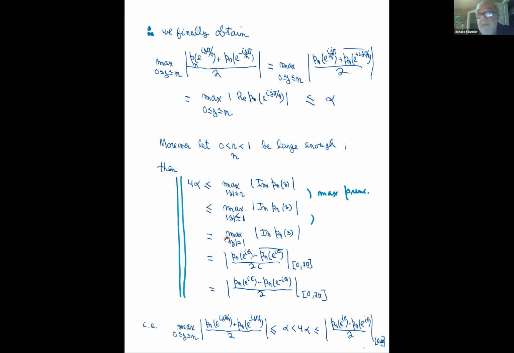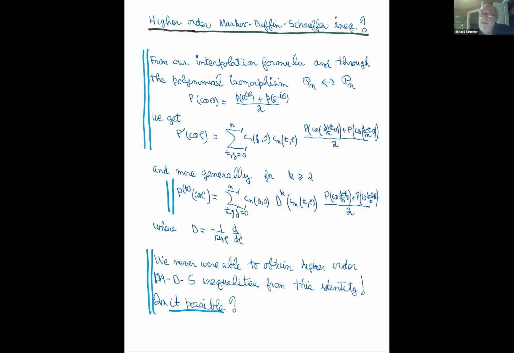It is the maximum for mod Z equal to 1, this is the maximum principle. And then this is exactly this quantity here. And this turns out to be Pn of e to the I theta minus Pn of e to the minus I theta over 2. We look at maxima, this will be conserved also. So we have this inequality. And this is what we wanted to have. Correct? So this is amazing. These two inequalities, they cannot really be compared.